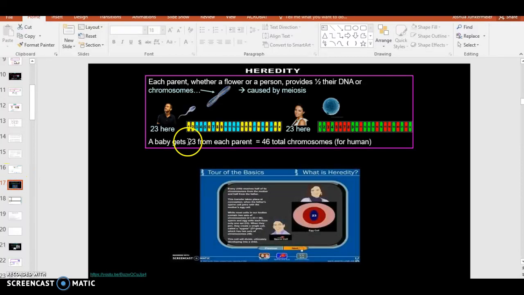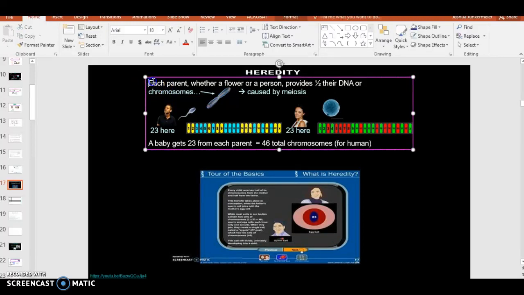Slide 17. Slide 17 is about heredity, and it's reminding us that each parent, whether you're a flower or a person, provides half of their DNA or chromosomes, and this is due to meiosis. So what we really want to learn is what is going on with meiosis. How does meiosis make sure that our sperm or our egg only gets half of our usual chromosome number? Now, every human being contains a total of 46.